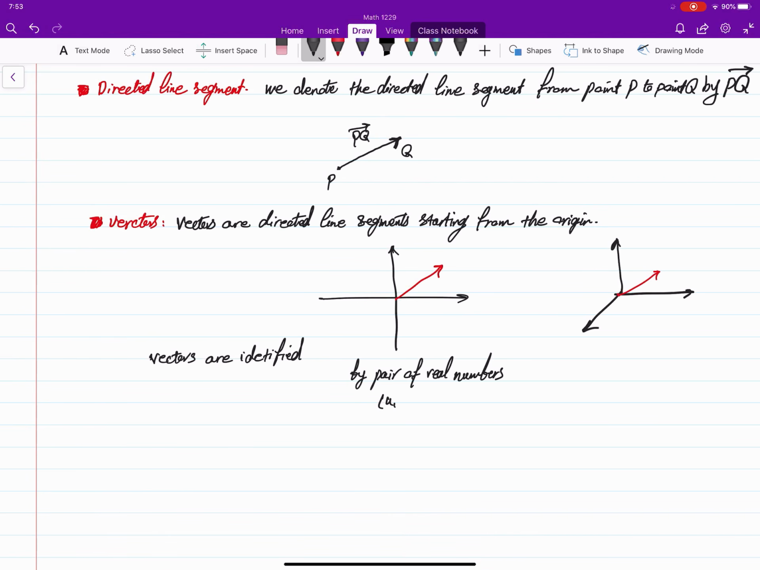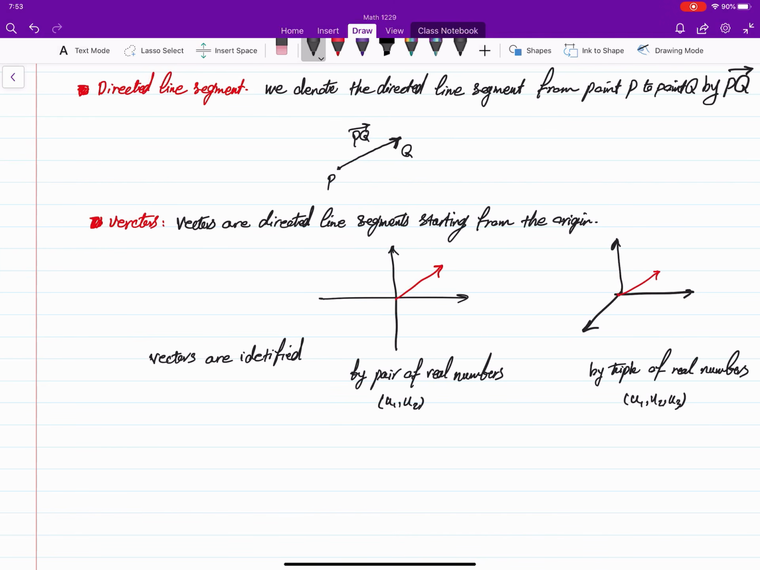Well, here, for example, U1, U2. And in the case of the three-dimensional case, it's a triple of real numbers. So U1, U2, U3. Well, right away you say that, okay, but we use exactly the same kind of algebraic thing, a pair or a triple of real numbers, to identify points. What is the difference between the point and vector here?